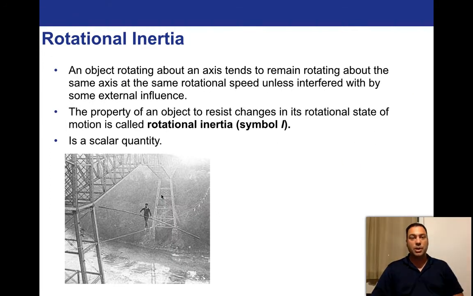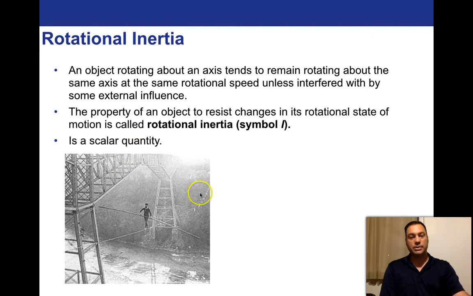So in linear systems, we've already talked about how inertia plays an important role. Well, it's also present in rotational systems. So there's rotational inertia as well. An object rotating about an axis tends to remain rotating about the same axis at the same rotational speed unless interfered with by some external influence. Now, it sounds a lot like Newton's first law. It also sounds like something that Galileo was saying about his rolling balls coming down the ramps. The property of an object to resist changes in its rotational state of motion is called rotational inertia. We give it the symbol I, capital letter I. And it's a scalar quantity. It's not a vector.